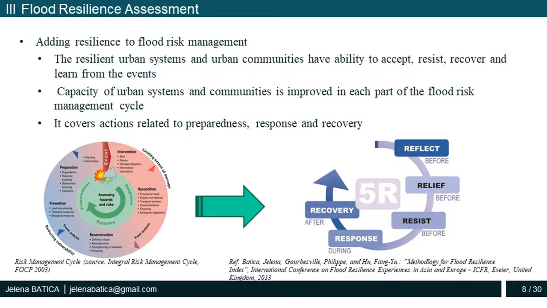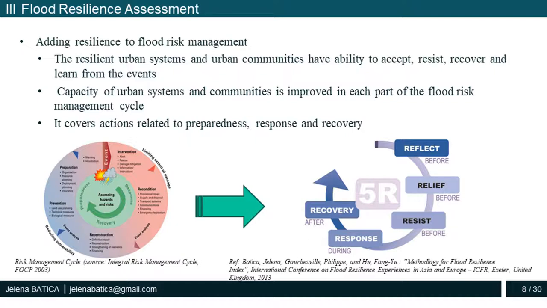We are adding resilience to flood risk management. The existing flood risk management cycle has three or four components. So you have intervention, recondition, reconstruction, prevention, preparation, etc. If you want to add resilience, we have five different components. Reflect. What are you reflecting? What are you learning from your past events?